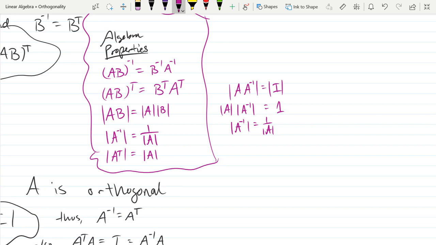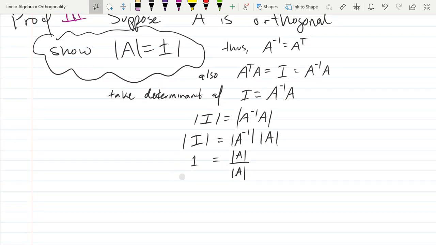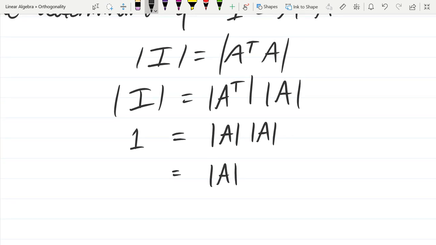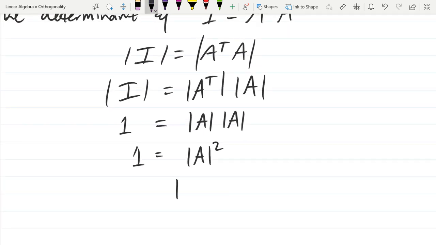So now that we have this property, A transpose determinant equals A determinant, let's use that transpose instead of the inverse here. So I'm going to take all these A inverses out and replace them by the transpose. So we saw that A transpose determinant is equal to just regular A determinant. And now it's an easy algebra problem. Square root both sides. So determinant is plus or minus 1. There we go.